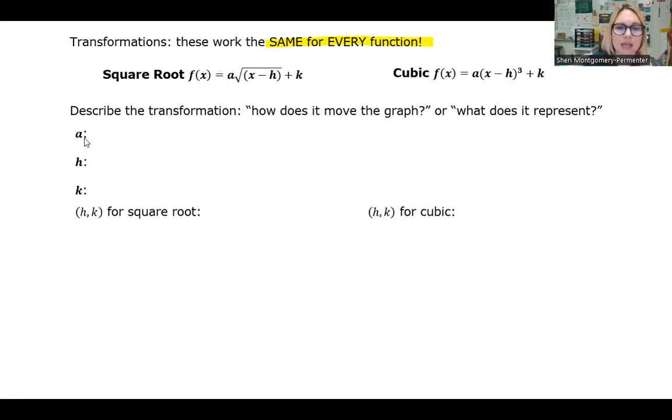And what it does, it could reflect. Or, I guess it's and/or, because it could do both. It reflects. Another thing that it does is it stretches. Stretch or compress.